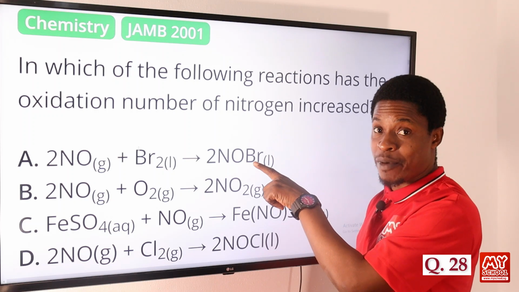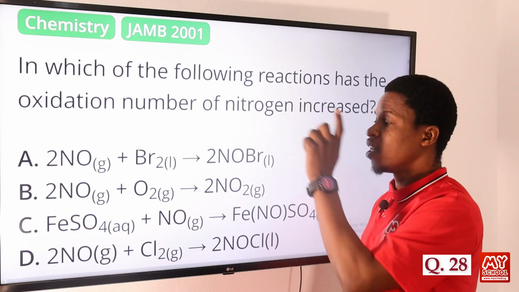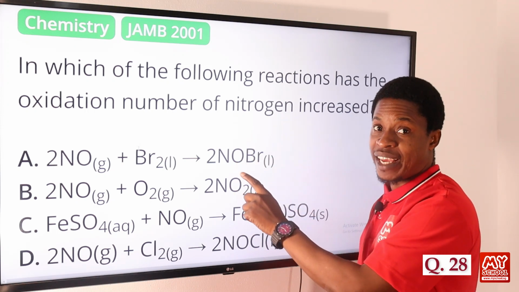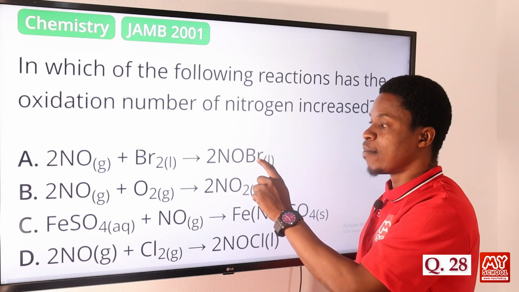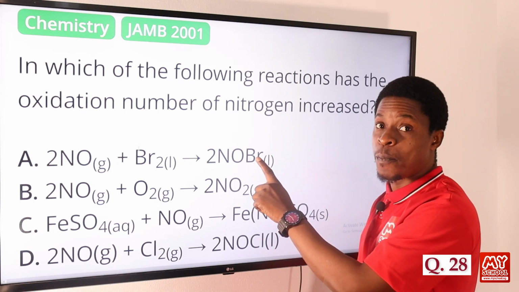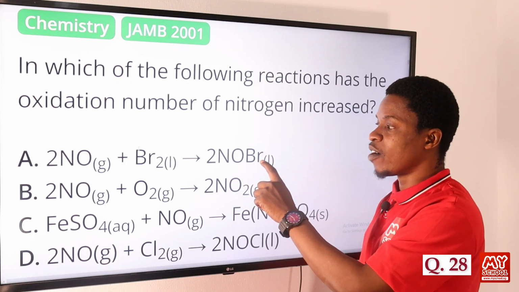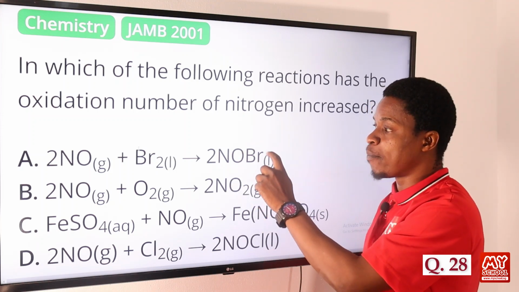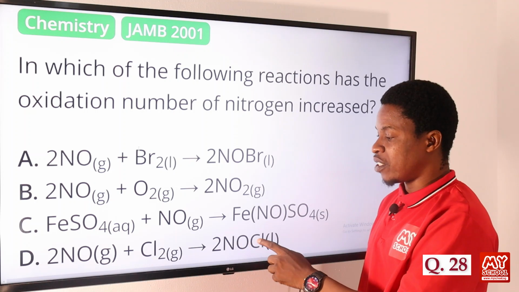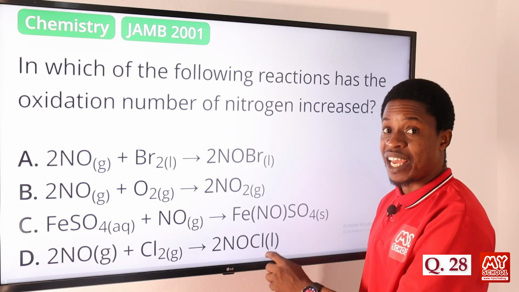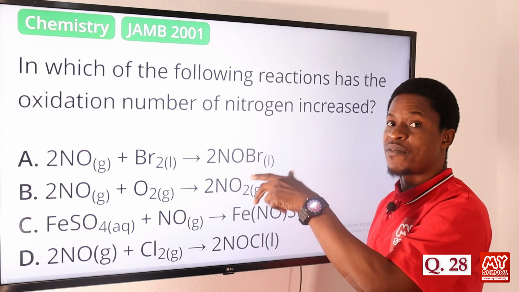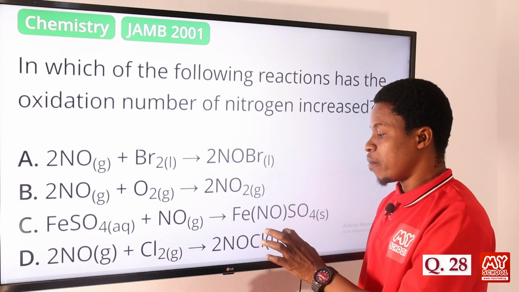-1, that is the oxidation number of bromine on its own if it is bromide ion, but because it is combined with oxygen, it is hypobromite. So oxygen will still be -2, but bromine will no longer be -1, it will now be +1. So the oxidation state of bromine in hypobromite will be +1. The same thing is applicable to NOCl. This is hypochlorite ion. In hypochlorite ion, the oxidation state of chlorine will be +1, not -1 as it would be in a chloride ion. So bear that in mind.